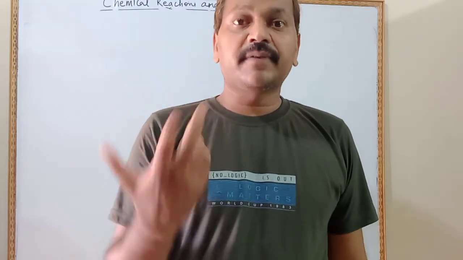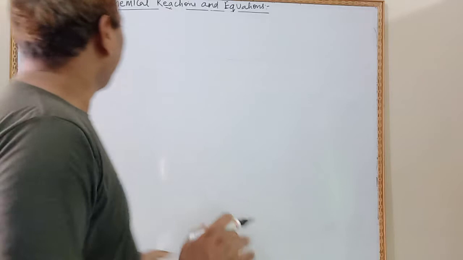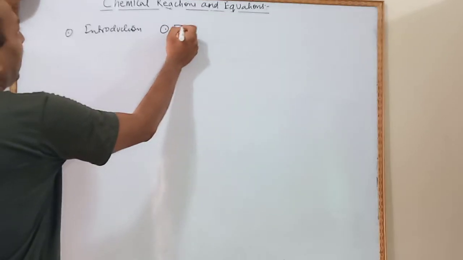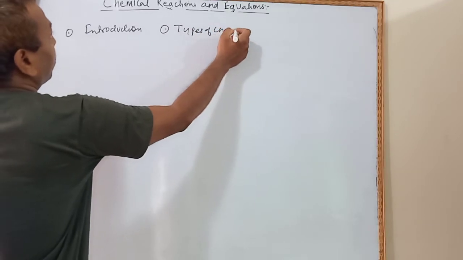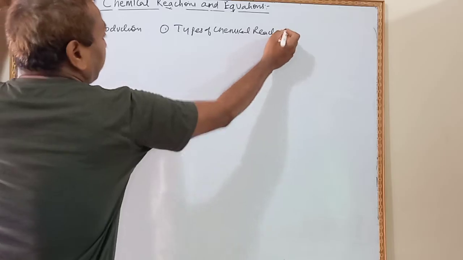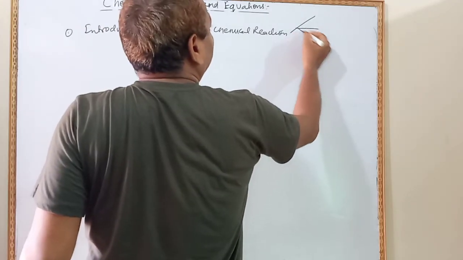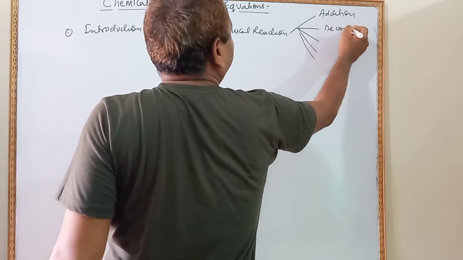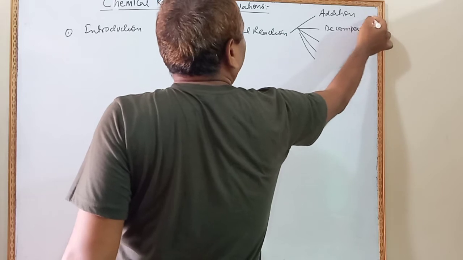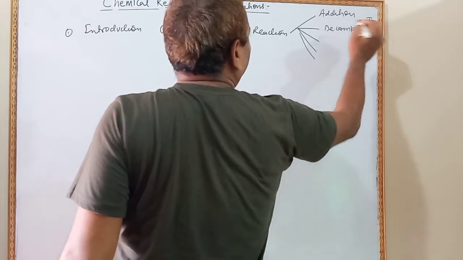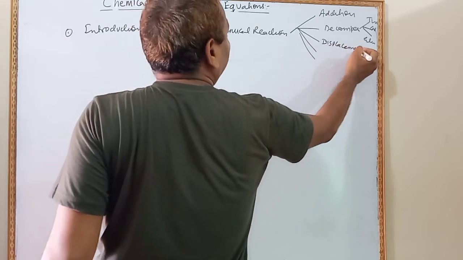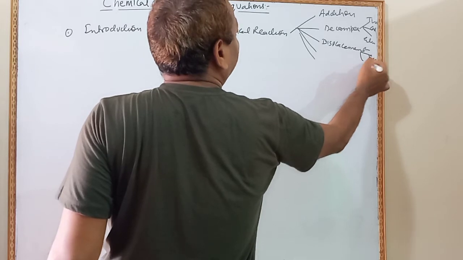Clear? And then children, after this topic comes types of chemical reactions. This is the content's first introduction of this chapter, and then types of chemical reactions, very important. So this topic has 1, 2, 3, 4, 5: addition reaction or combination, decomposition. Decomposition has 3 parts: thermal, catalytic or electrolytic decomposition. And displacement reaction or substitution reaction: single displacement and double displacement.